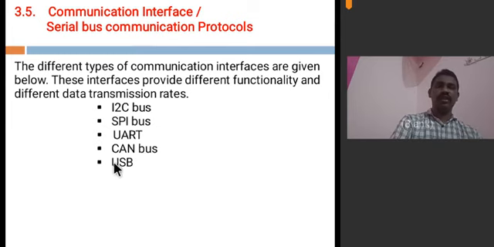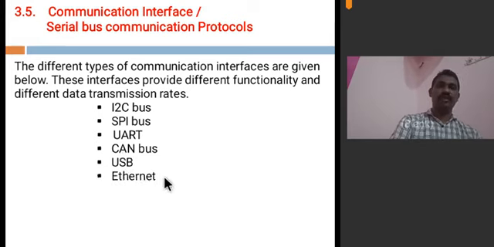This USB also contains 4 wires for communication. 2 wires for power supply, and 2 wires for data communication. Totally 4 wires are there in USB communication. 2 wires are used for power supply requirements, and another 2 wires are required for data communication. This USB is also a half duplex communication protocol.